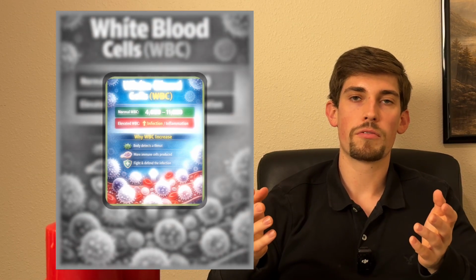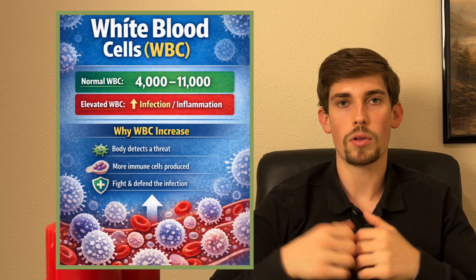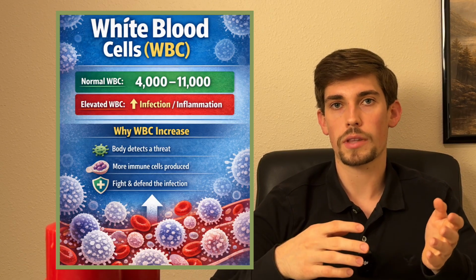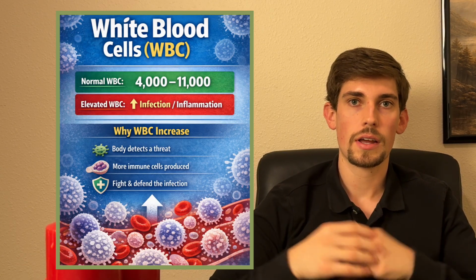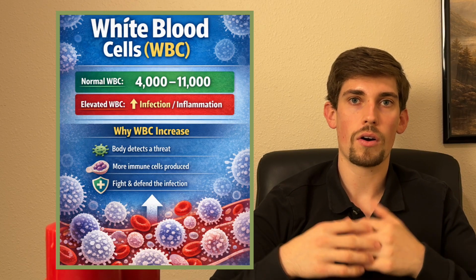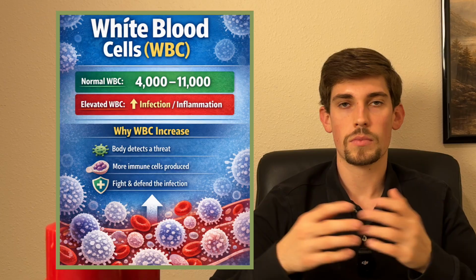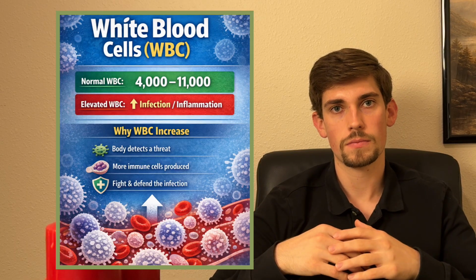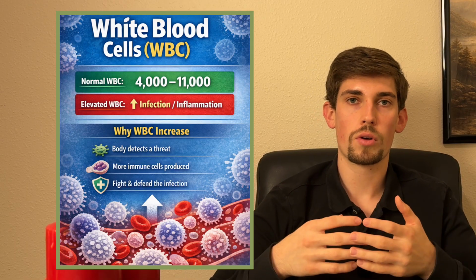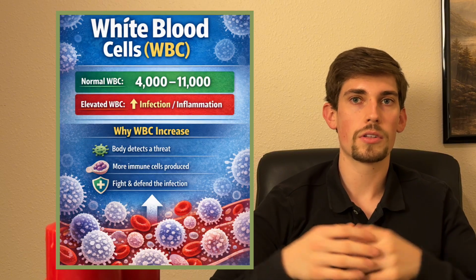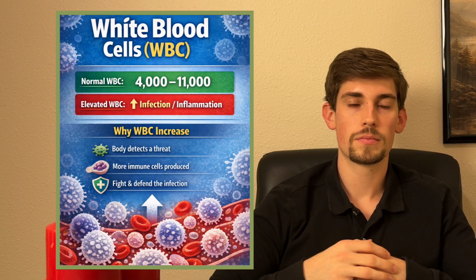Now we're going to talk about white blood cells. They help fight infection. Normal white blood cell count is about 4,000 to 11,000. Elevated white blood cell count often indicates infection or inflammation. Now we're going to talk about why they increase. The body produces more immune cells to respond to the threat and fight it off.